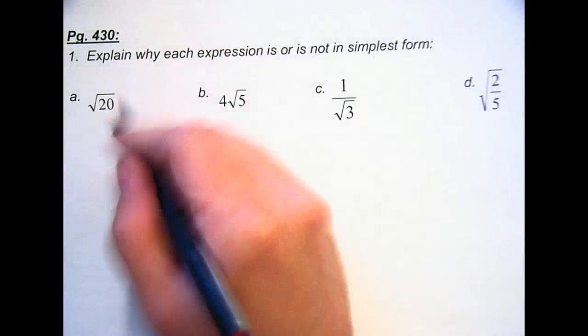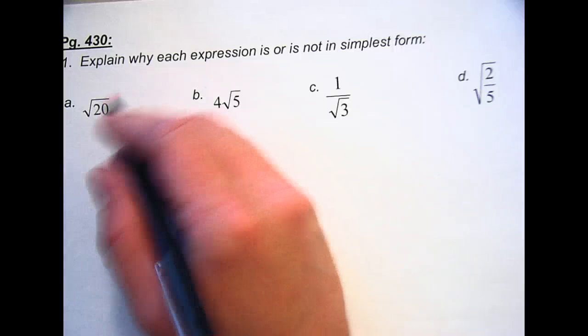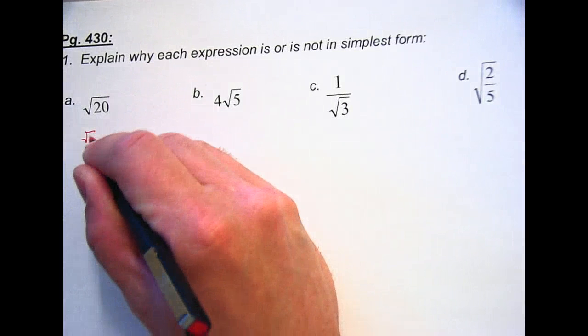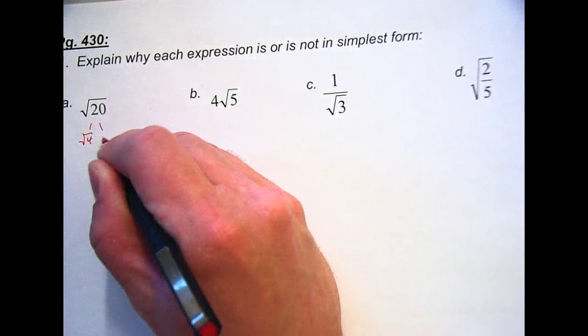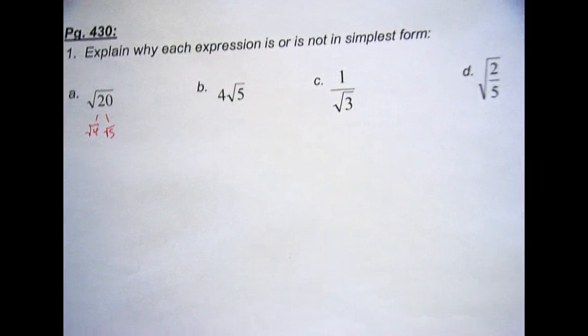Okay, so a perfect square will go into 20. What perfect square? 4. Good. This is not in simplest form because root 4 will go into it. Well done, Jennifer. Your group gets a point. You may be wondering what the points are for. We'll talk about it later.